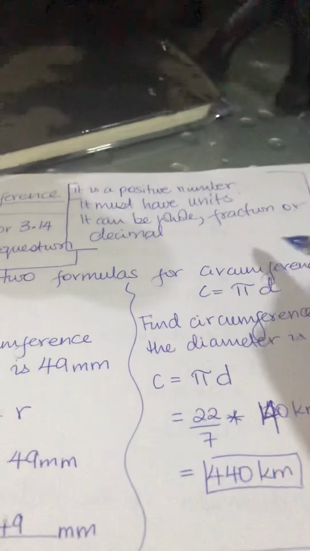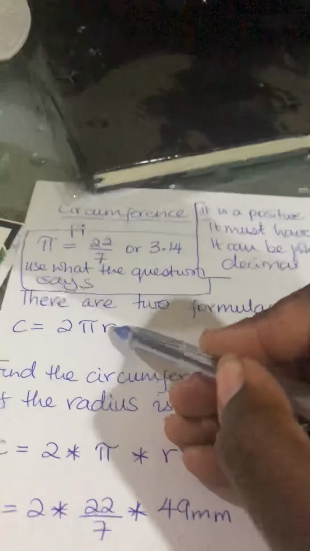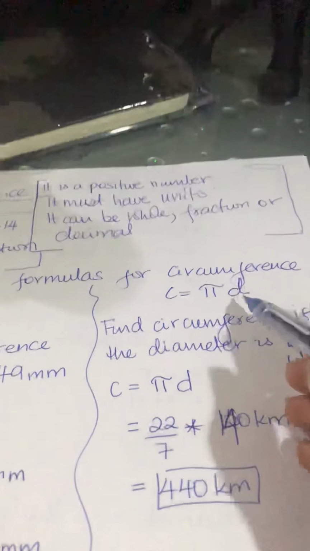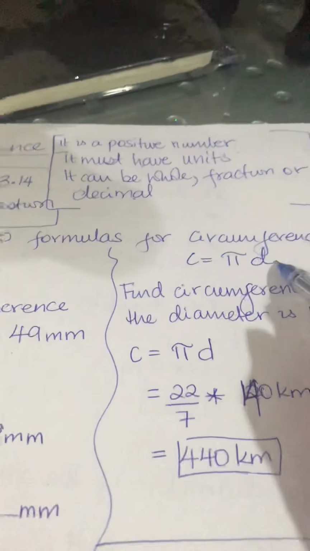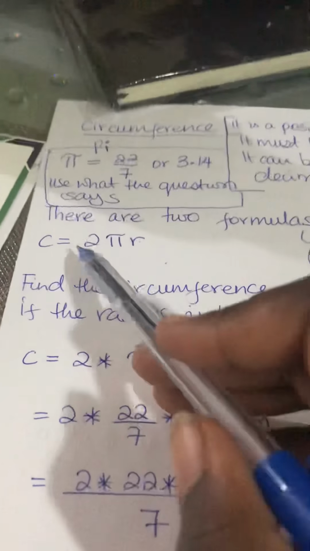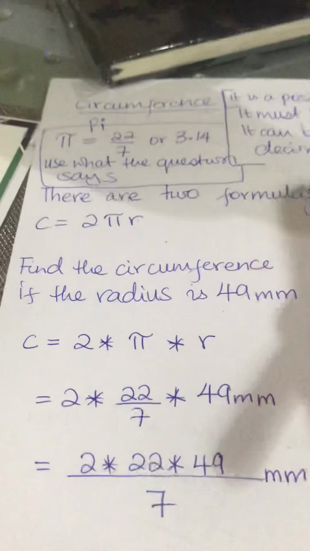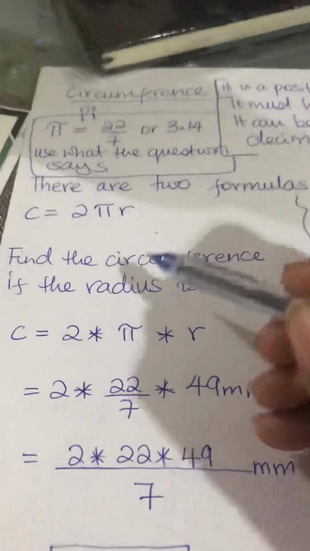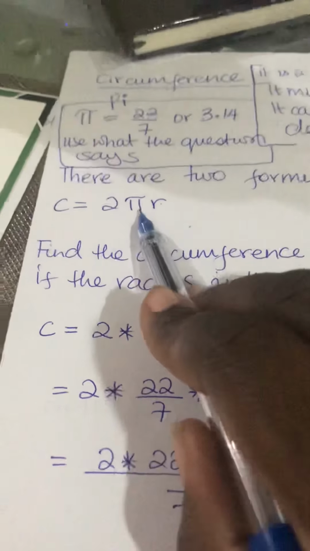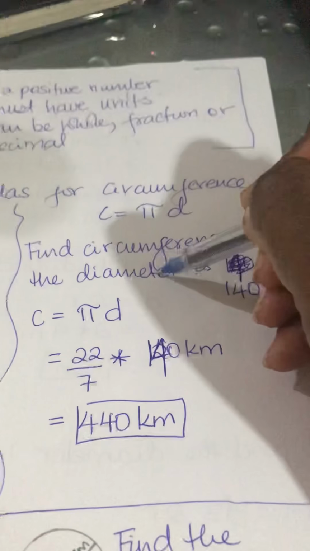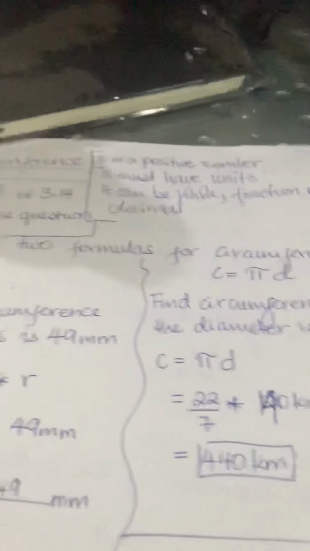Alright. Now, there are 2 formulas you can use for finding circumference. One uses the radius, the other one uses the diameter. So the formula, you can use whichever one depending on the question. If the question gives you radius, use this one. If the question gives you diameter, use this formula. Okay.